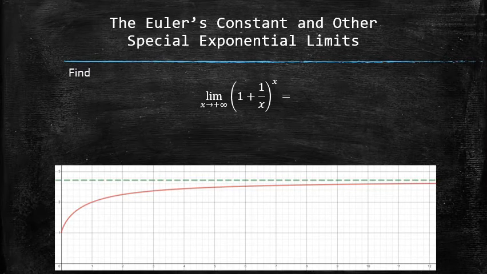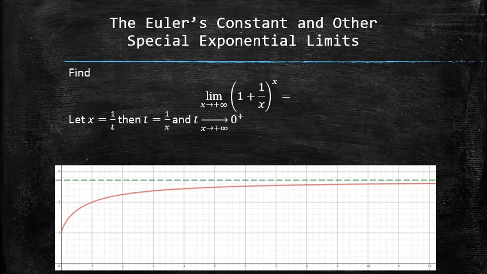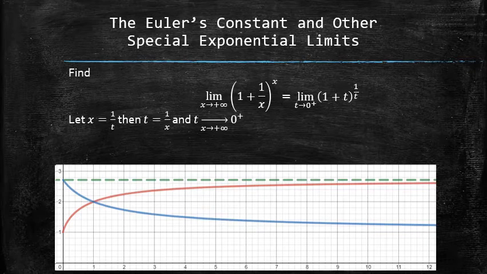With a quick substitution, we see that finding the original limit is the same as finding the limit of this new function as the input approaches 0 from the right. Superimposing the graph of the new function allows us to see that indeed the two limits are the same.